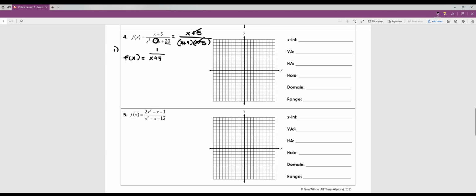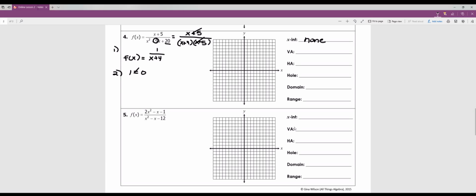We simplified the function. Now remember, step 2 is to find the x-intercept by setting my numerator equal to 0. Well, my numerator here is 1. If I set 1 to 0, does anything happen? No. So that means I don't have an x-intercept for this problem.